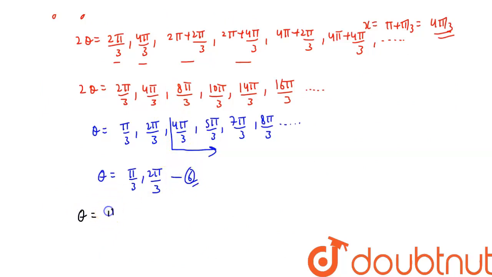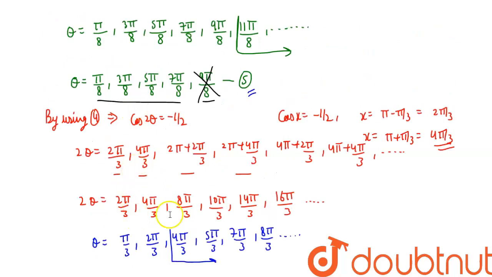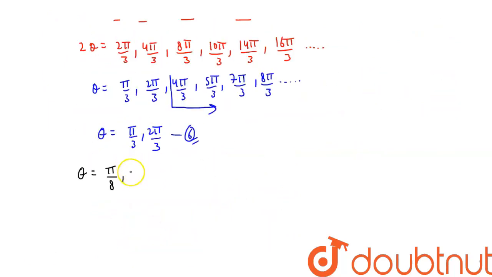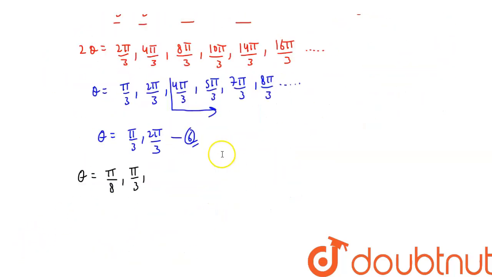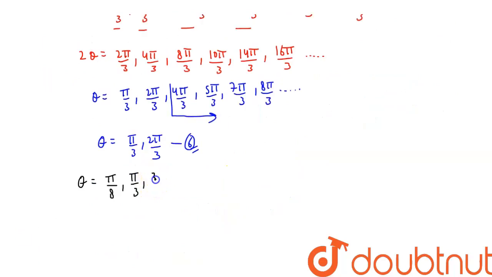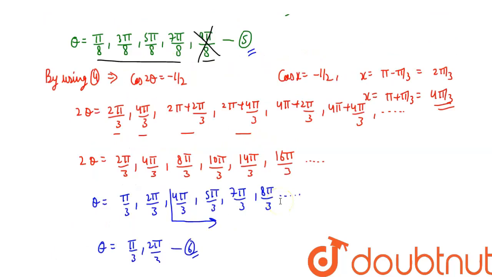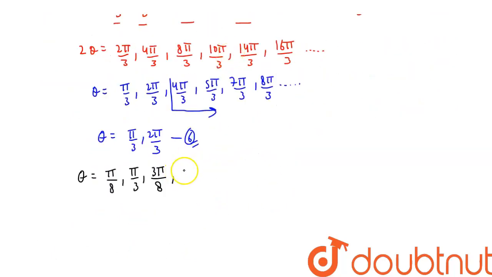That is, the first result is pi by 8. Then after pi by 8 we have pi by 3. Then we have 3 pi by 8 here, so we have 3 pi by 8 included in our solution set. Then after 3 pi by 8 we also have 5 pi by 8 here, so we have 5 pi by 8 also in our solution set.